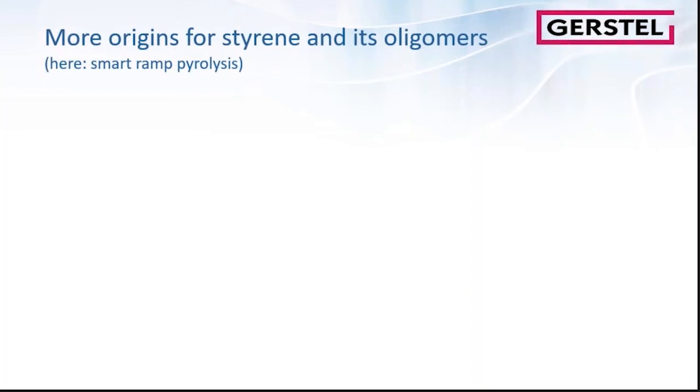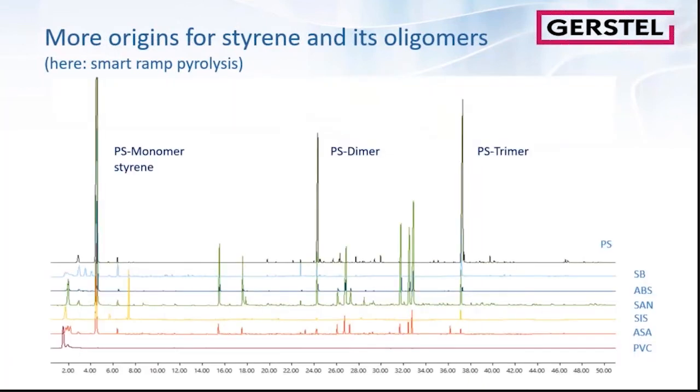Especially polystyrene and its oligomers might have different origins, and I want to show you with this picture here. Here you see an overlay of several chromatograms from different kinds of polymers and also polystyrene. And you see here the monomer, the dimer, and the trimer from polystyrene. And you see these are also present in the other samples. Especially the styrene monomer is present in all other chromatograms, with the exception of polyvinyl chloride. Also the dimer and trimer are present. This is due to the fact that styrene is a simple aromatic compound, and aromatic compounds are formed during degradation of a lot of organic matter.